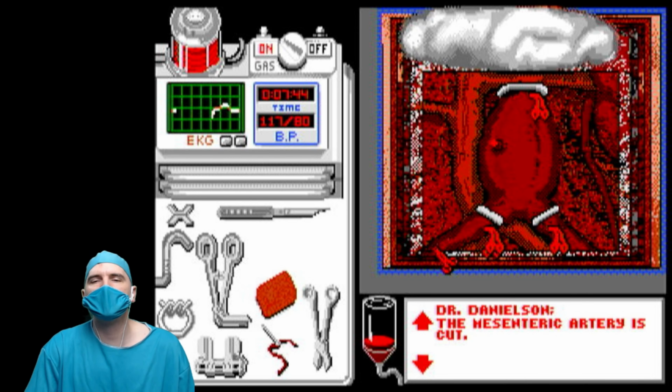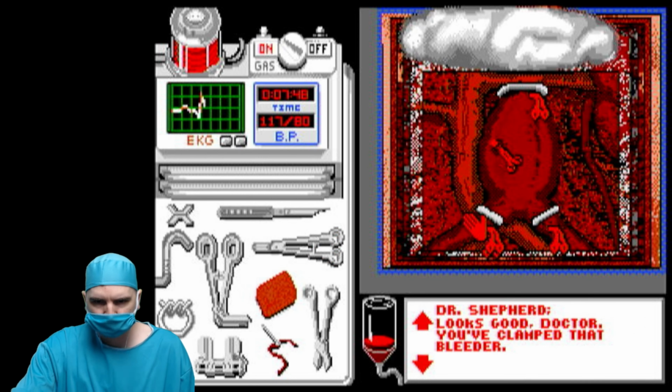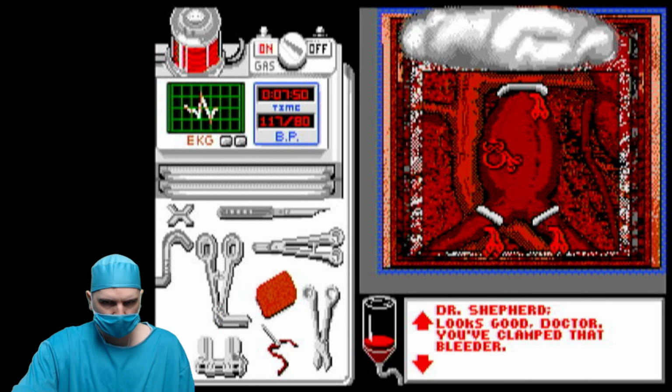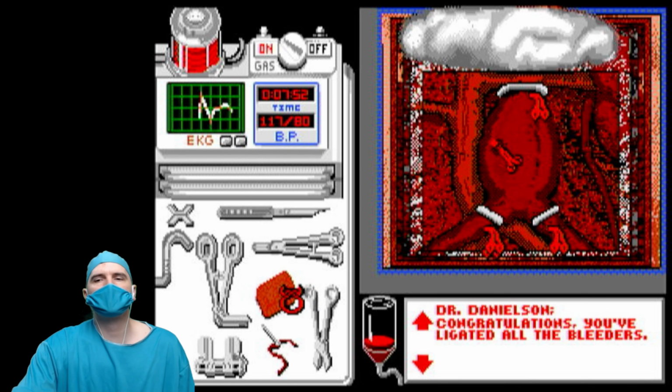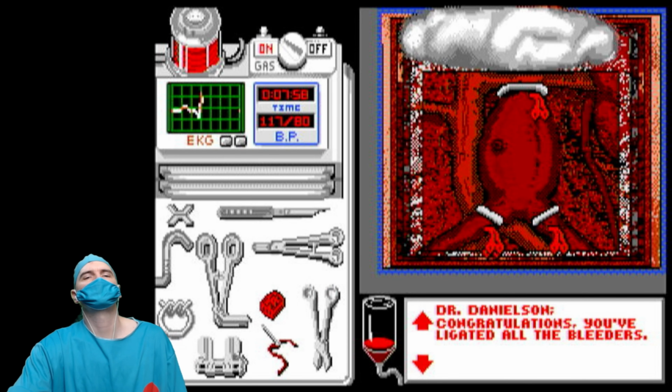Yes, and I'm ready and waiting with these as well. Looks good. Doctor, you've clamped that bleeder. Congratulations, you've ligated all the bleeders. Remove that. Clean it. Good.